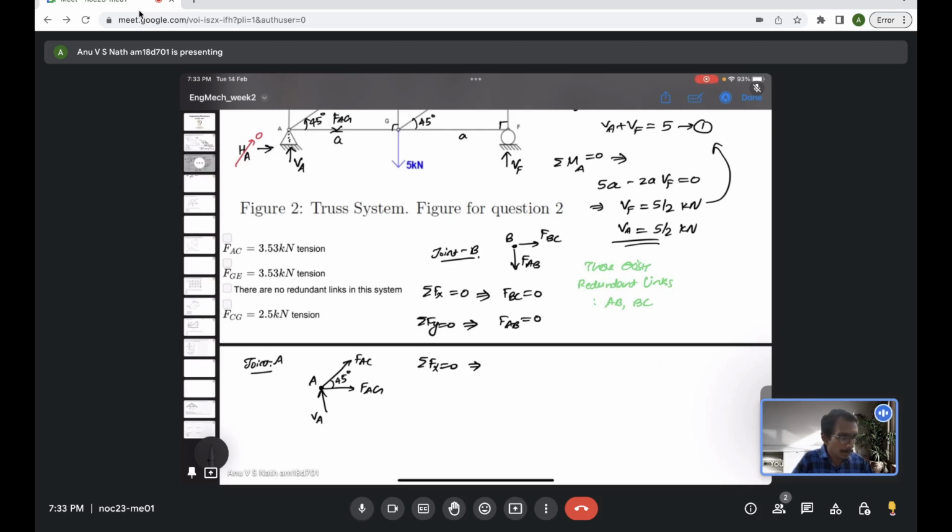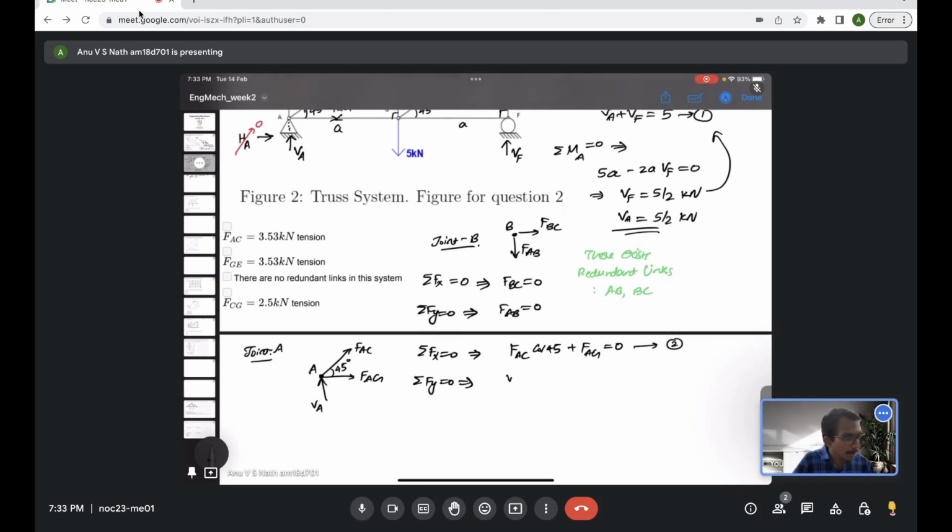Sigma Fx equal to 0. So we have FAC cos 45, which is acting in the horizontal direction, and FAG, which is also acting in the horizontal direction. They should balance to 0. And sigma Fy equal to 0 gives, let's call this equation 2. Sigma Fy equal to 0, we have VA acting upward. FAC sin 45 is also acting upward. So VA plus FAC sin 45 is 0. Let's say this is the third equation.